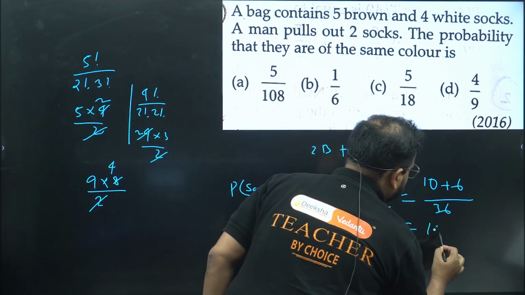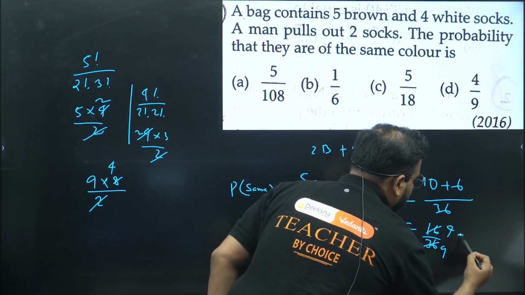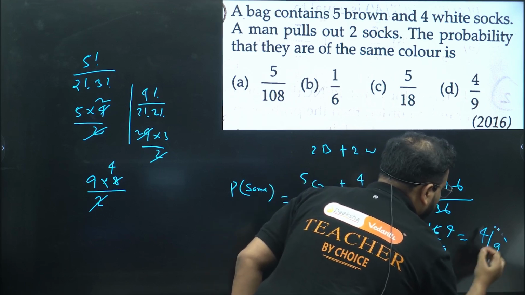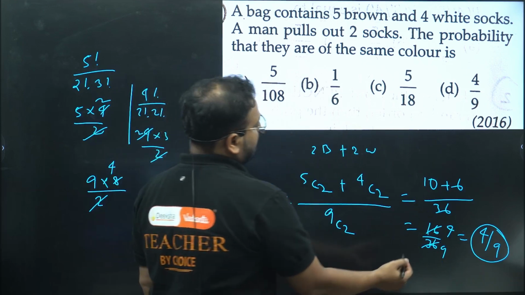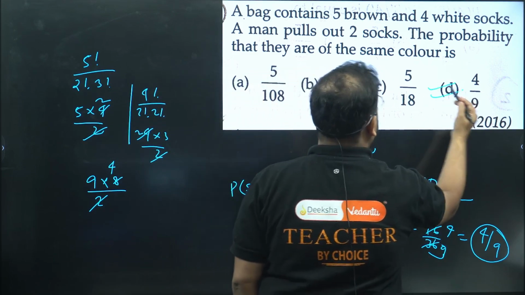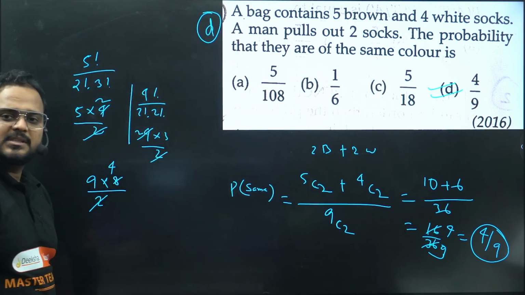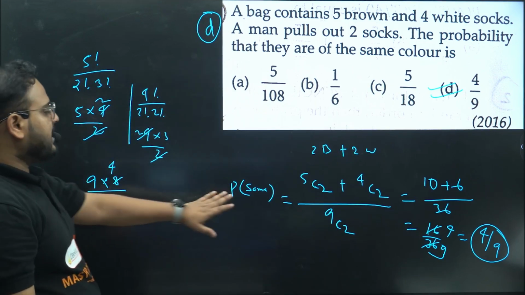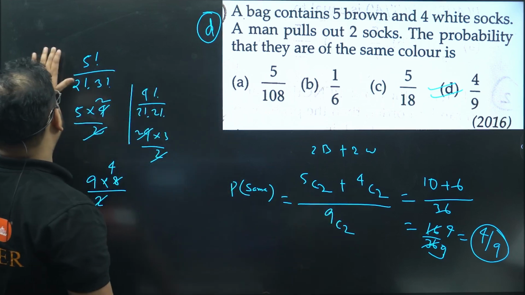Answer will be 16 by 36. So 4 fours are and 4 nines are. Answer is coming as 4 upon 9. Option D is correct. Please check. Yeah, simple only. Picking the same color socks either from the brown or the white from the total of 9. Okay, that's right.